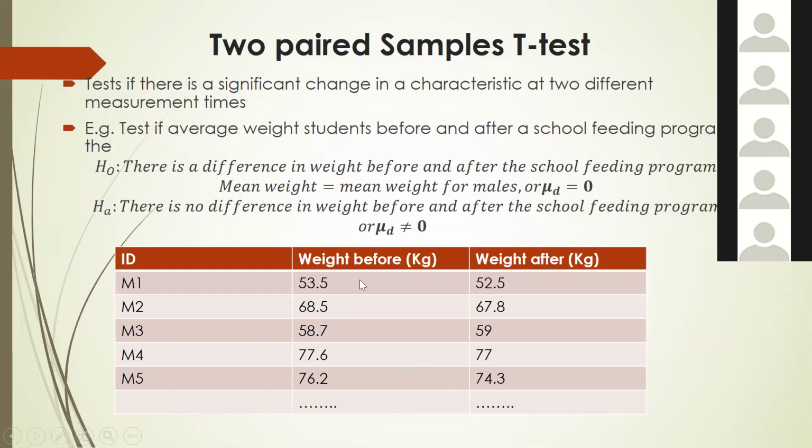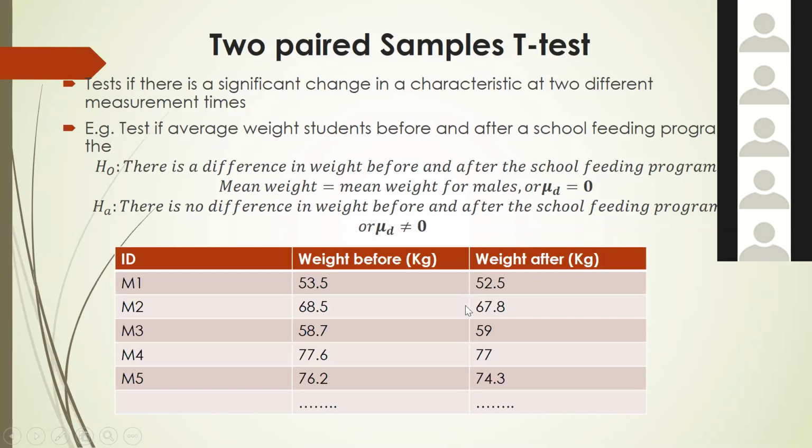I would take your attention to this particular data structure. So you find that there is weight before and then there is weight after. Sometimes there is an intervention in between, and you want to see if that intervention is important, you are going to use a paired samples t-test. In this case, we are assuming that in this sample, there was a school feeding program in between here, okay? So this is the weight of a student before the feeding program, and this is the weight afterwards. And what we want to find out is if the mean difference for this sample is significant or not.